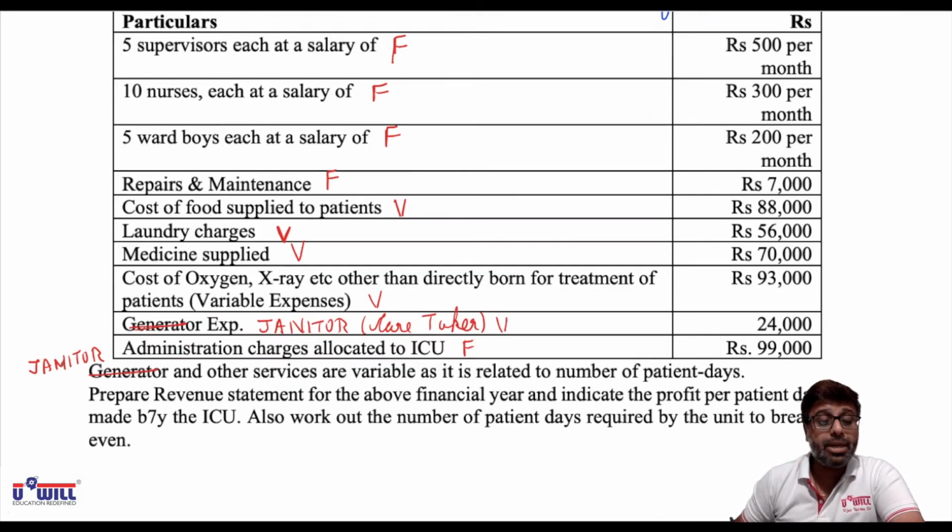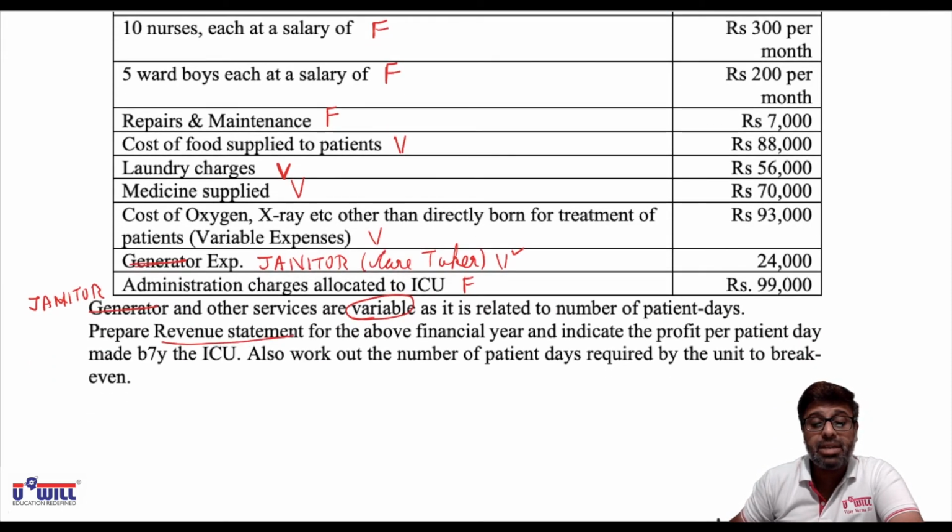Now, generator, make it janitor as we discussed. Janitor and other services, see, it's clearly given, are variable. I told you caretaker is variable because these 3 people are already there. So if further you are hiring a janitor, that means that caretaker is required only when extra patients come in the hospital. So it is related to number of patient days.